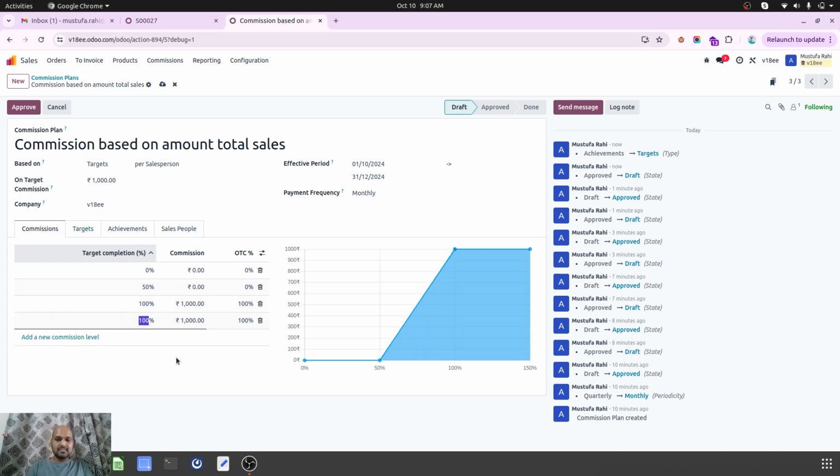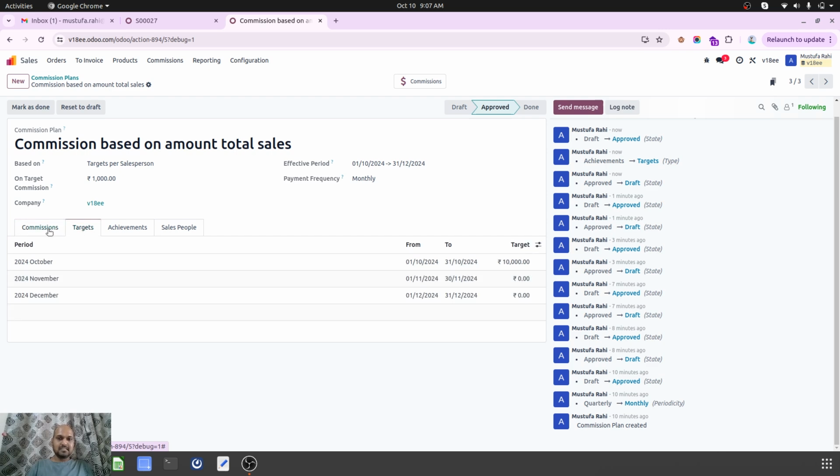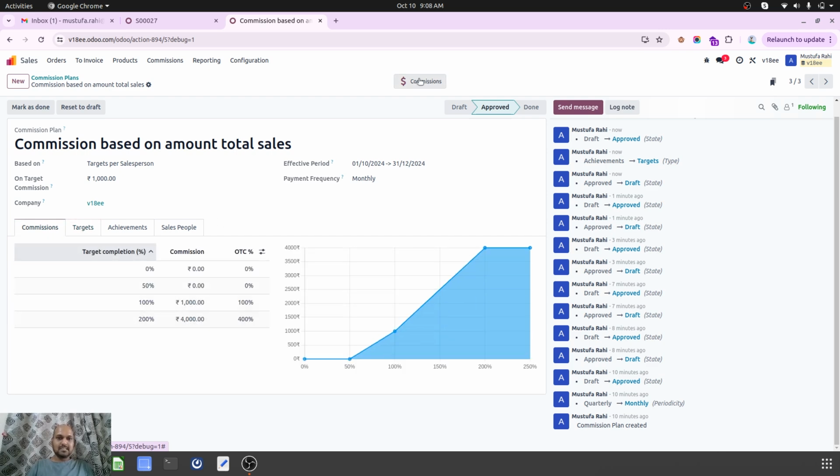Now if he achieves 200% of the target, he will be eligible to get a flat 4000 rupees. That is how the commission-based plan works. So I have set the target and then the overachievement target.